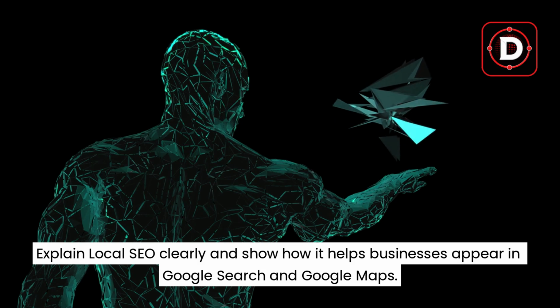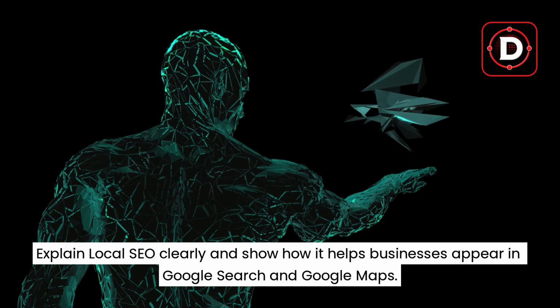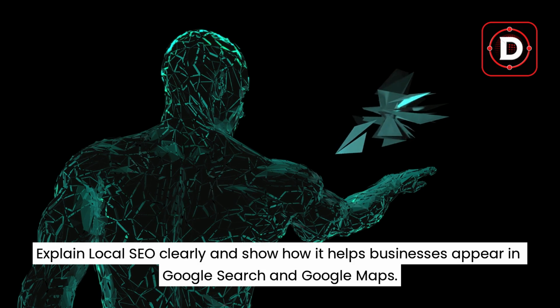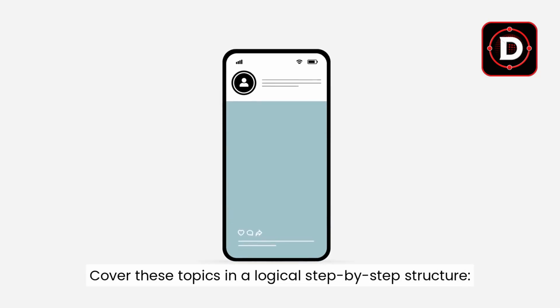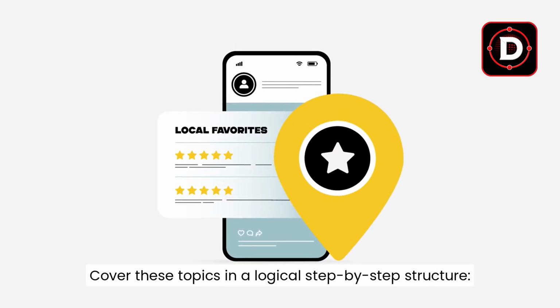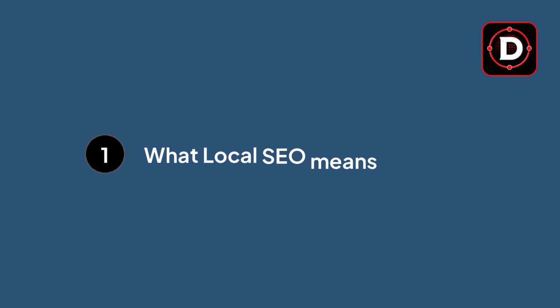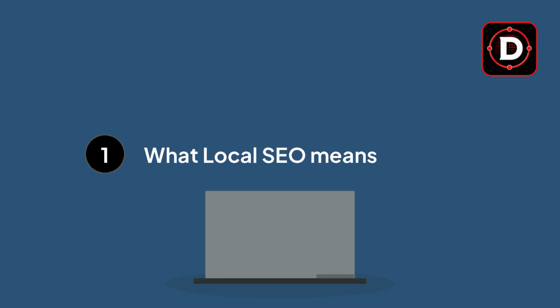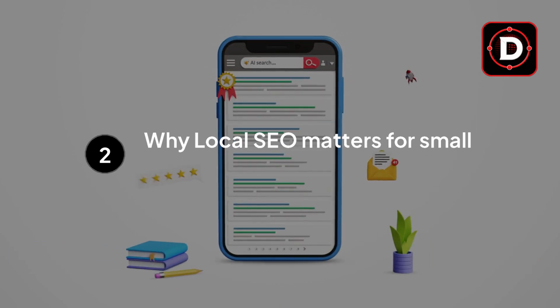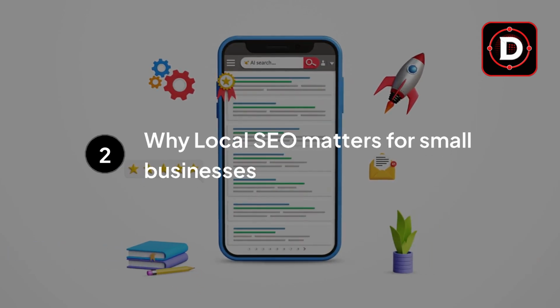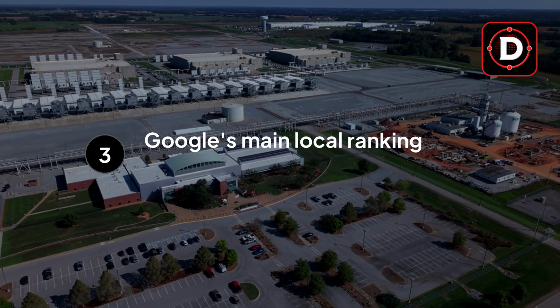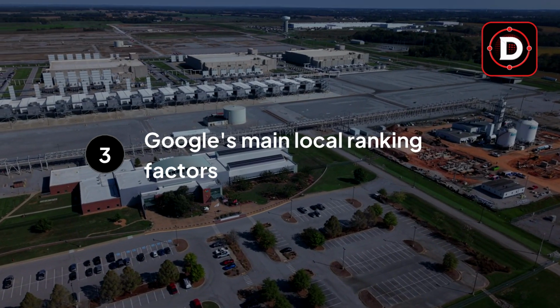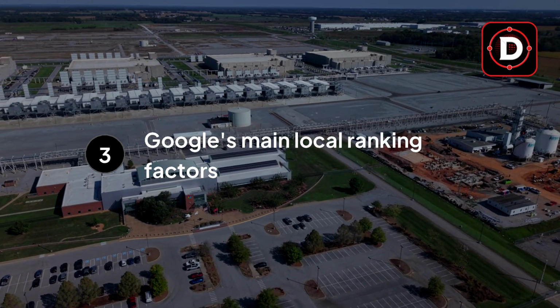Explain local SEO clearly and show how it helps businesses appear in Google Search and Google Maps. Cover these topics in a logical step-by-step structure. 1. What local SEO means. 2. Why local SEO matters for small businesses. 3. Google's main local ranking factors: relevance, distance and prominence.